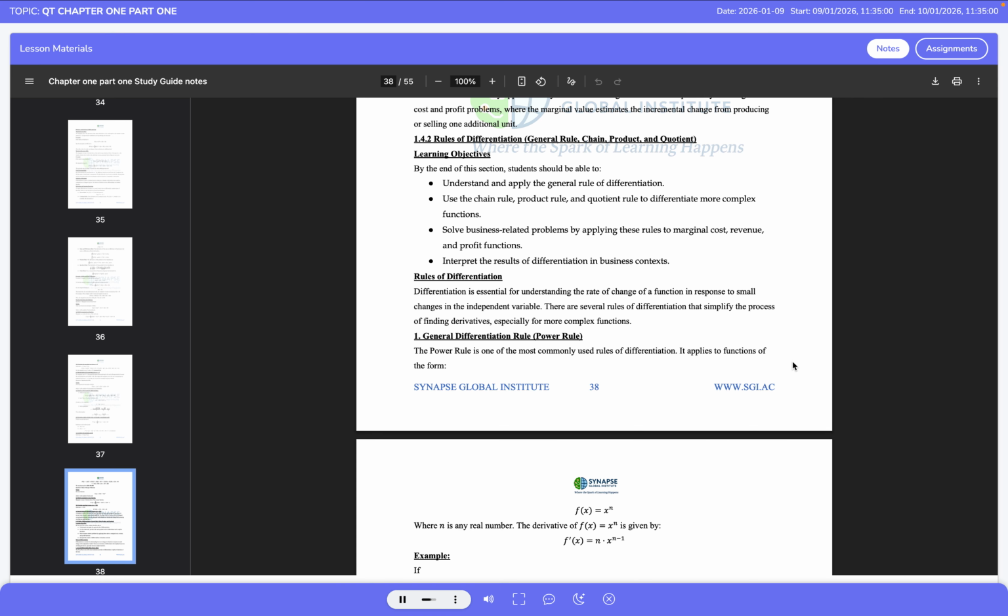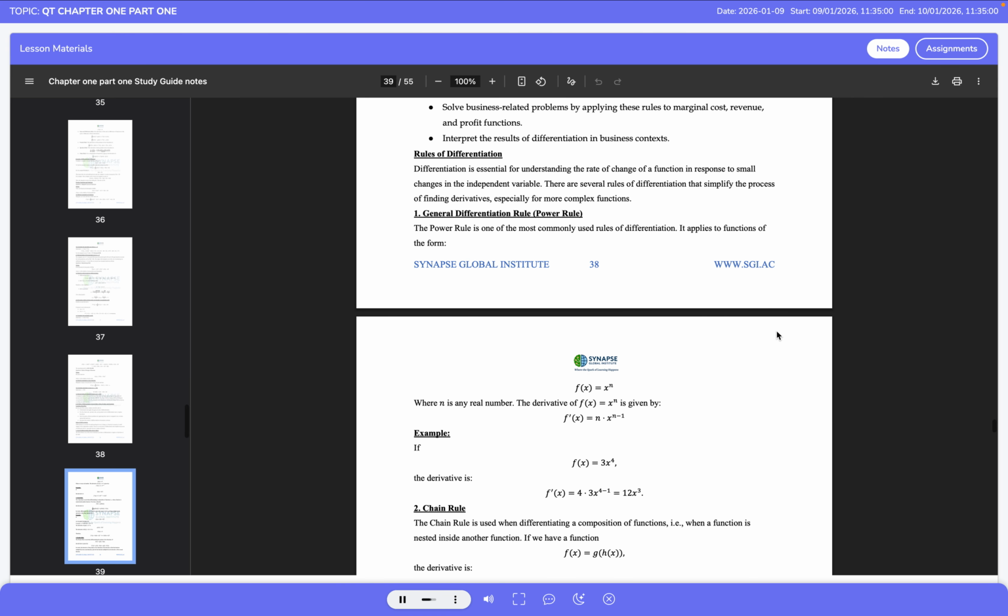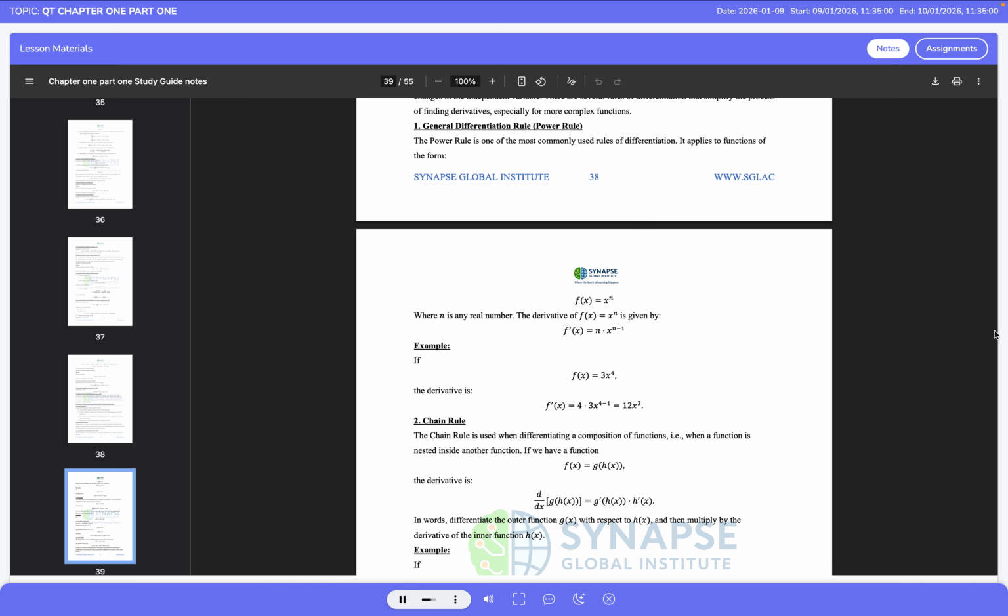We begin with the general differentiation rule, also known as the power rule. This rule applies to functions of the form x^n, where n is any real number. The derivative of such a function is n·x^(n-1). For example, if a function is 3x⁴, the derivative is 12x³. This rule is widely used in business because many cost, revenue, and profit functions are expressed as polynomials.